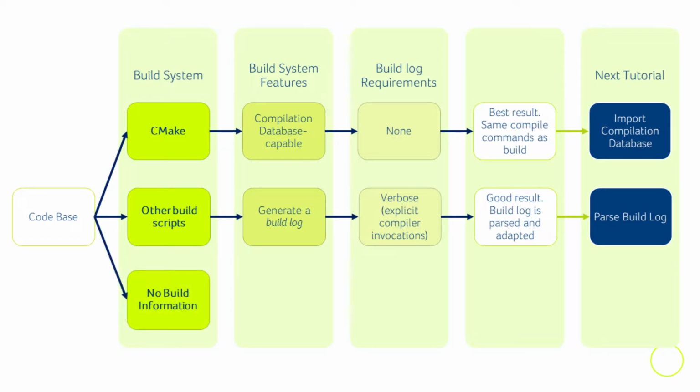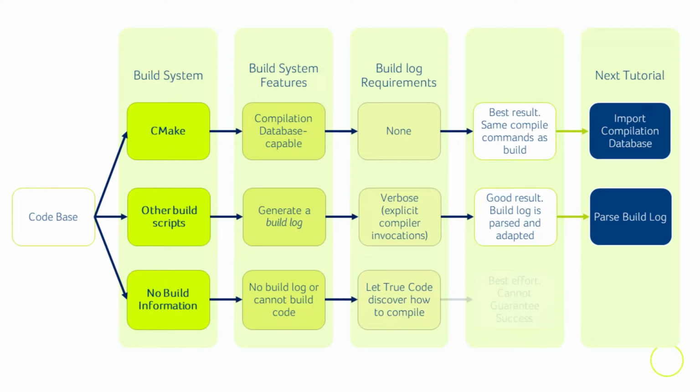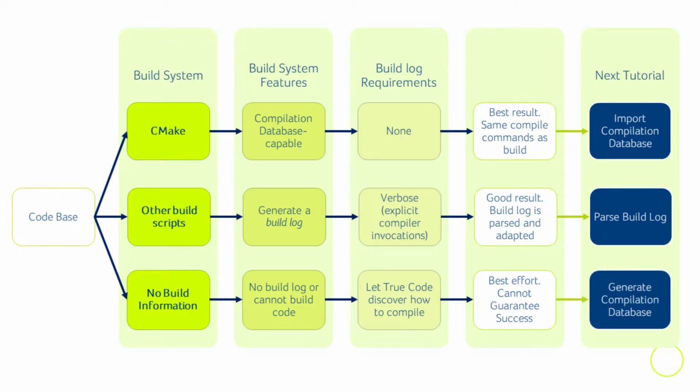No build information. In the case where you do not have a build log or you cannot build the source code on your own, you can let TrueCode discover how to compile your source code. Please note that this process is based on a best effort, and usually it does not guarantee that all of your source files will be compiled correctly. If you would like to use this option, please refer to the Generate Compilation Database tutorial to continue with the configuration of TrueCode.